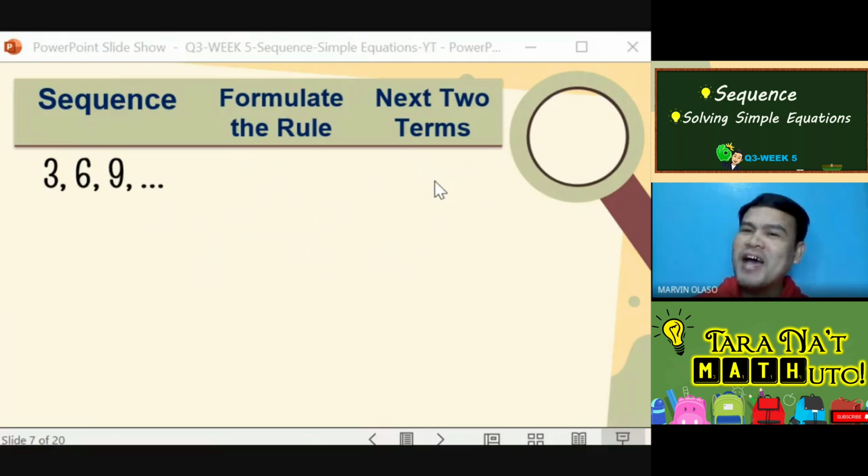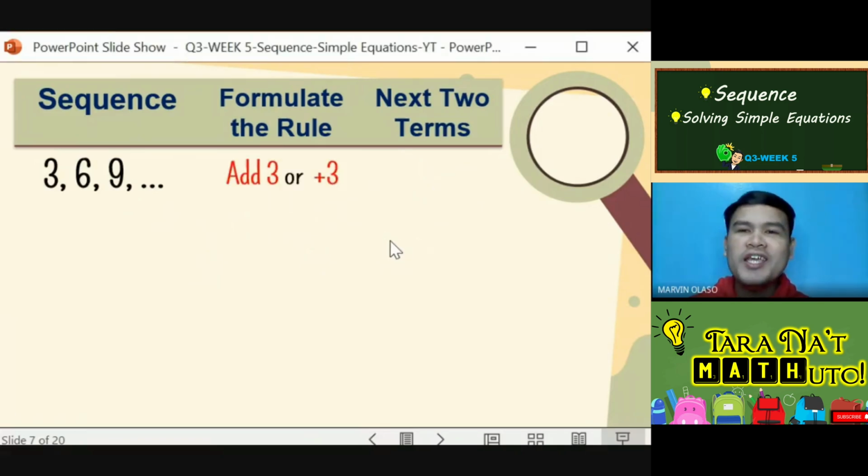Ayan, may naiisip ka na ba? Yes, you are correct. The rule is plus 3 or add 3 to every term. So, we have now 9. Ito yung ating huling term. Para makuha natin yung next term, let's add 9 plus 3 equals 12. And 12 plus 3, we have 15. Ayan. So, nagkakaintindihan ba tayo?